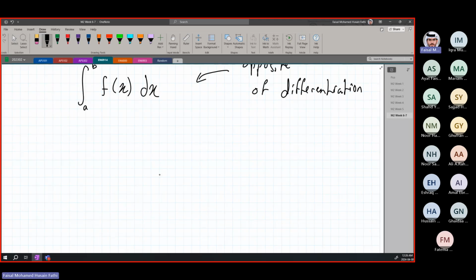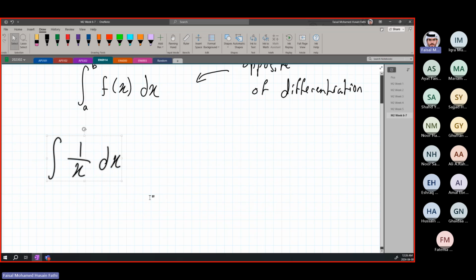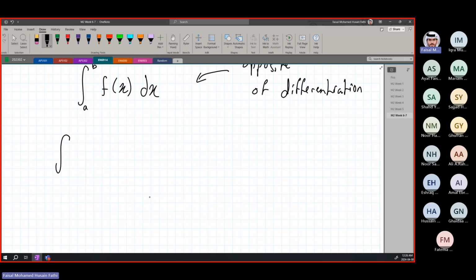I want to test you guys and see how good your integration skills are. What is the integration of 1 over x dx? Actually, before that, let's start with an easy one. What is the integration of x squared dx? Yalla, I want an answer from you guys. I want to know if you guys are good with integration.